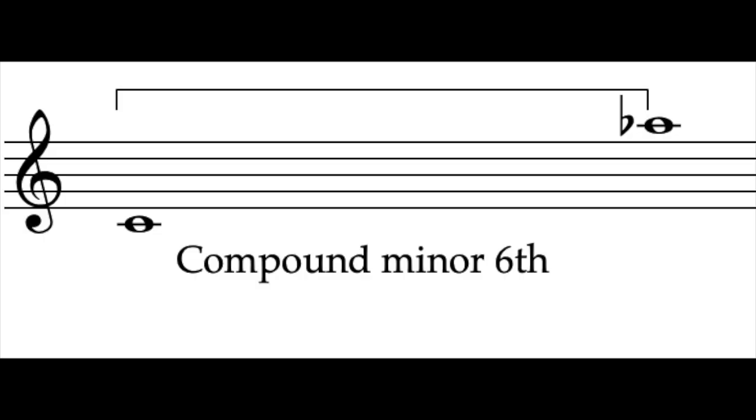Don't forget that these augmented, diminished, perfect, major and minor intervals can also be compound intervals. That is, intervals greater than an octave. So the note a compound minor sixth above C would be an A flat above the C an octave higher.